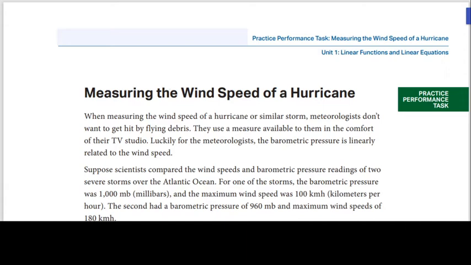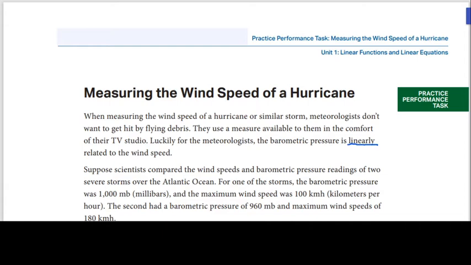When measuring the wind speed of a hurricane or similar storm, meteorologists don't want to get hit by flying debris. They use a measure available to them in the comfort of their TV studio. Luckily for meteorologists, the barometric pressure is linearly related to the wind speed. What that means is it's a line. I just want a big overarching understanding of everything that we're doing: we're talking about a line. I can't overestimate that.